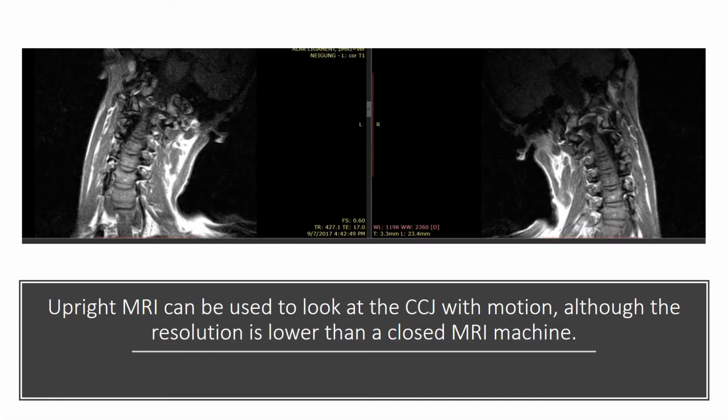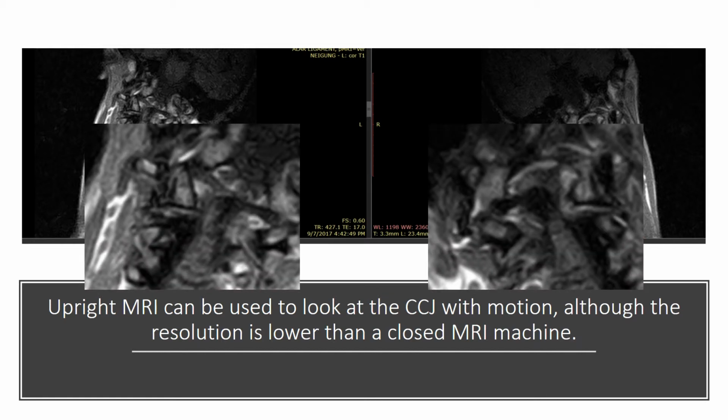An upright MRI can be used to look at the CCJ with motion, although again the resolution is lower. So here we've got lateral bending, looking at the alar ligaments, and you can see the alar ligaments. The resolution isn't great, but you can get some idea of what happens to the relationship between C1 and C2.